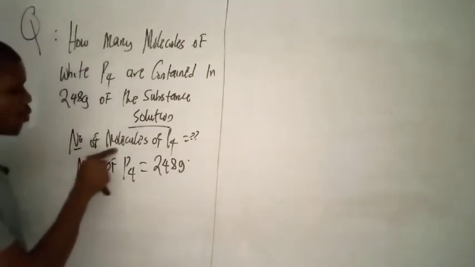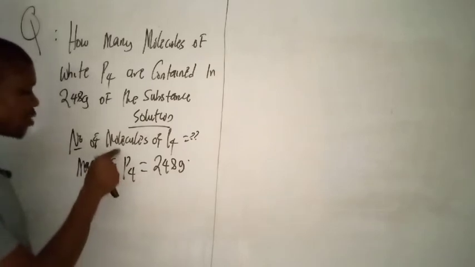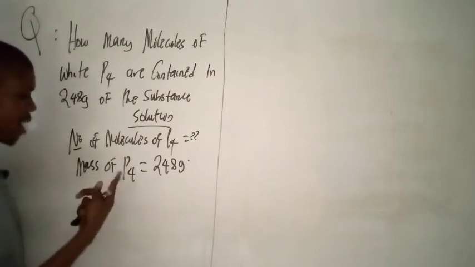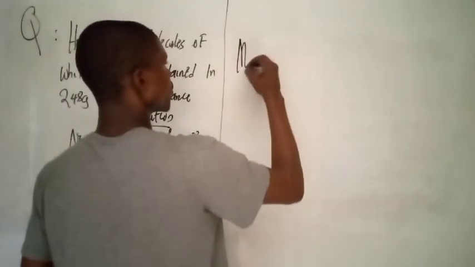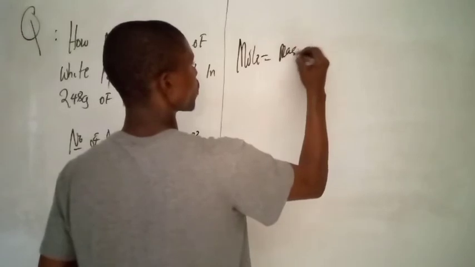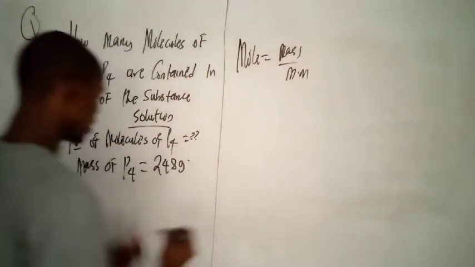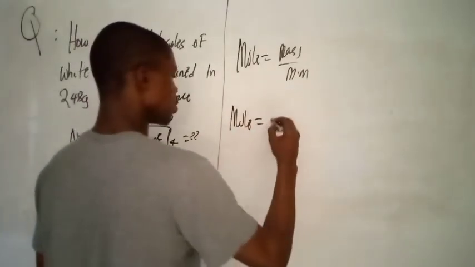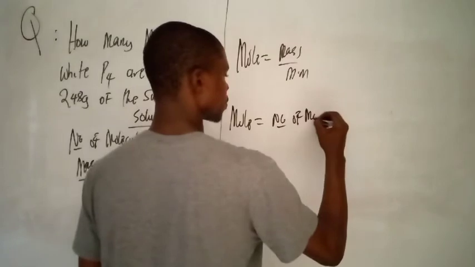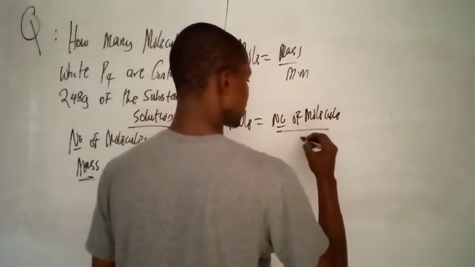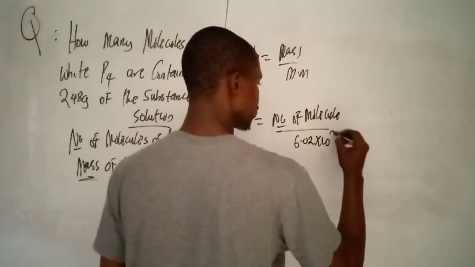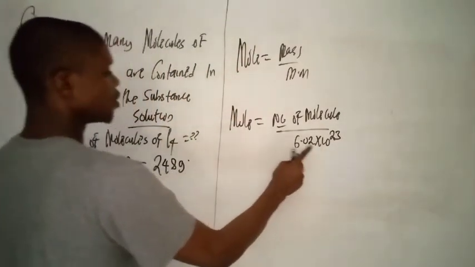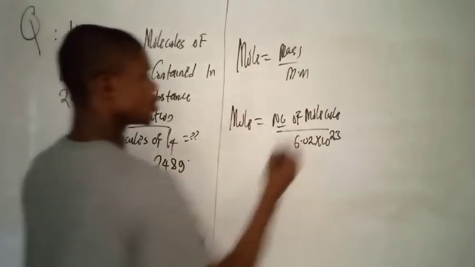So how are we going to solve this? We have to write the formula that links molecule, and write the formula that links mass. So the first one, mole equals mass over molar mass. The other one is also mole equals number of molecules over 6.02 exponential 23. So these are the 2 formulas we are using, and we are going to link them together.